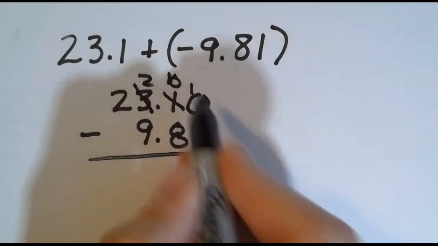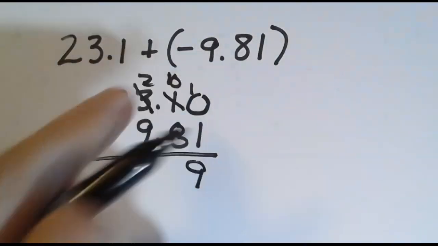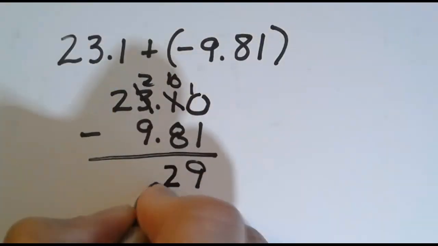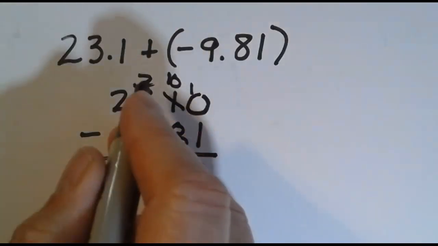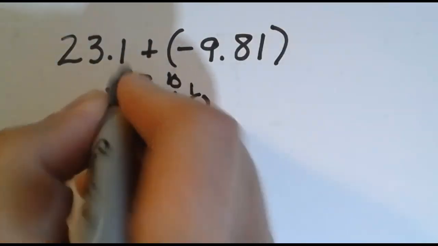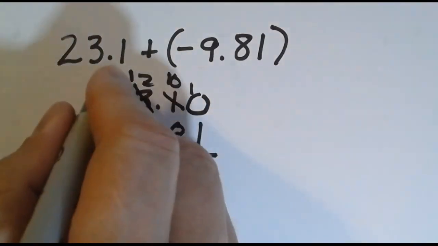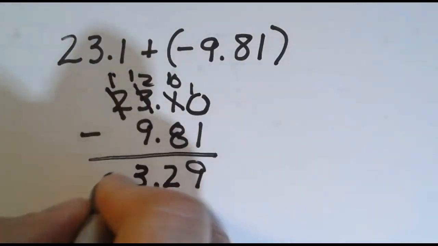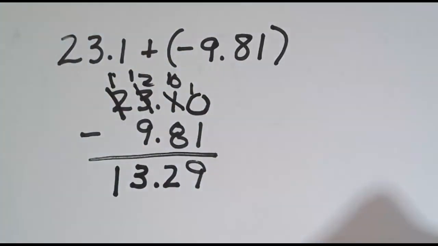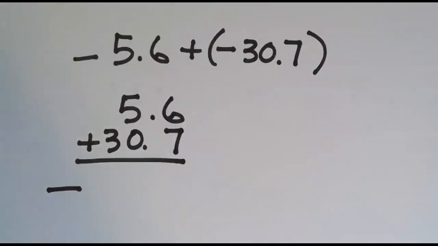Now I can subtract. 10 minus 1 is 9. 10 minus 8 is 2. Keep my decimal in line. 2 minus 9, let's bring that over. That's a 3. 12 minus 9 is 3. And this was a 1 now. So 1 minus 0 is 1. And my final answer is 13.29.